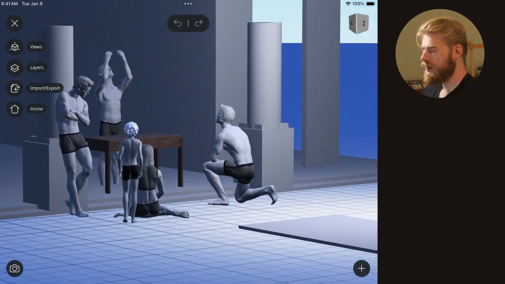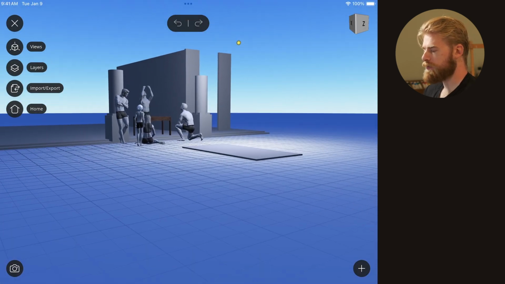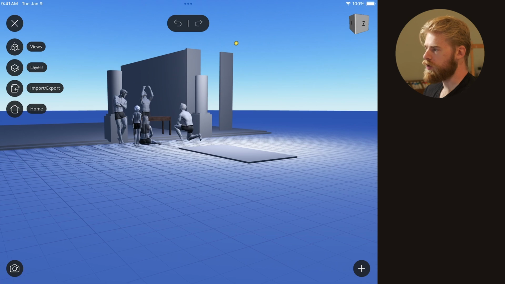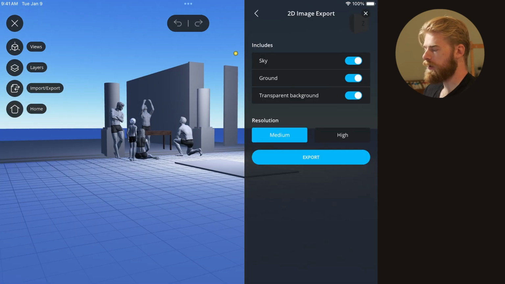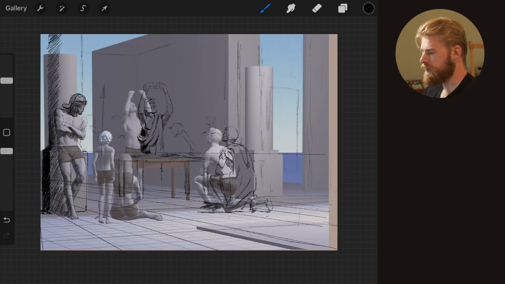Now, I did figure out a solution to this. By setting my viewport further back, I could keep the perspective I want, but essentially reduce the foreshortening. Then I exported the image and scaled it to size, and now the placement and the perspective is much more aligned. But yeah, that's what I learned today, and I hope this was beneficial for you.